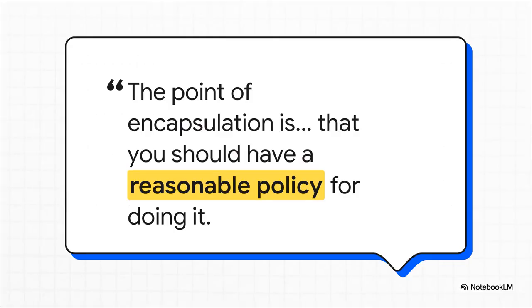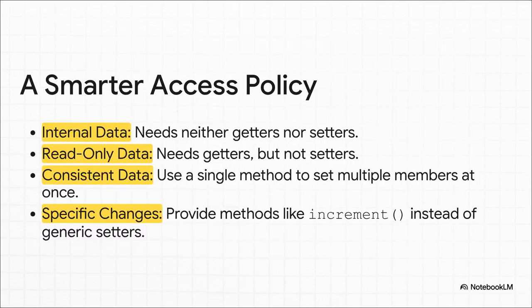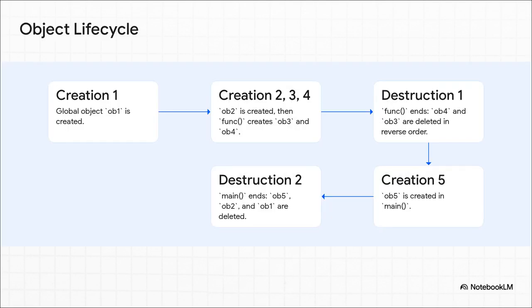Here's the bottom line. Encapsulation isn't about making it impossible to change an object state. It's about having a thoughtful, reasonable policy for how and when that state is allowed to be changed. So what does a smart policy actually look like? Well, some data is purely for the object's internal use. It needs no getters or setters at all. Some data should be read only, like that bank pin we talked about. So it gets a getter, but absolutely no setter. And if you have two variables that always have to be consistent with each other, you create one method to change them both together, and instead of a generic set balance, you create methods with more meaning, like credit or debit.